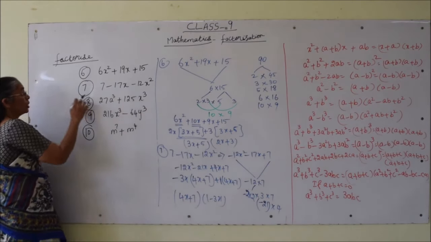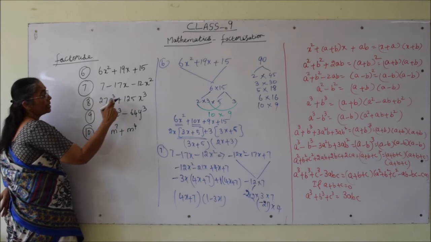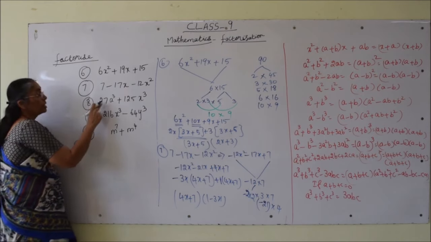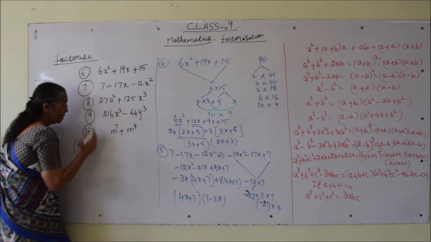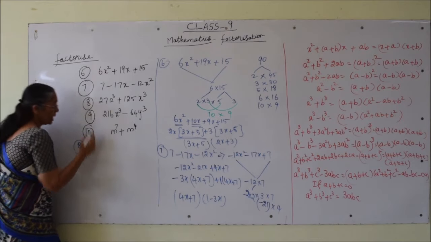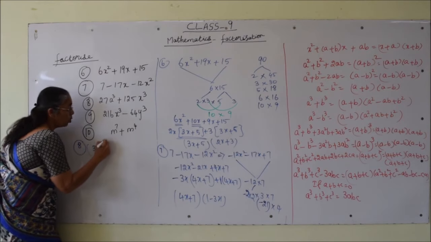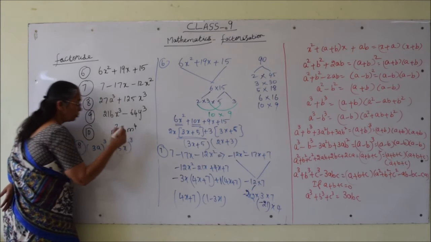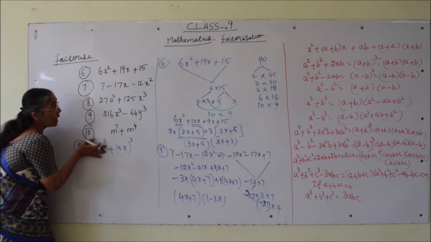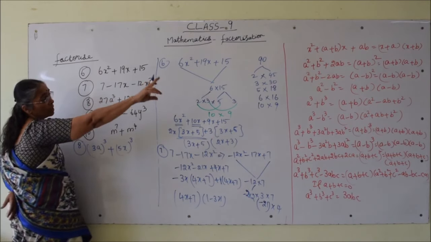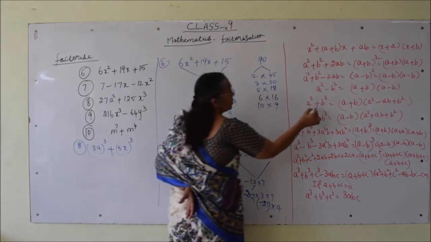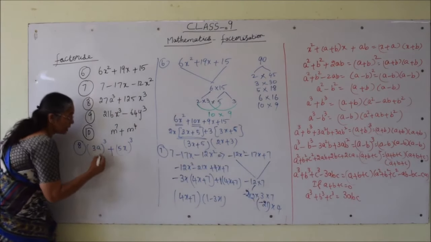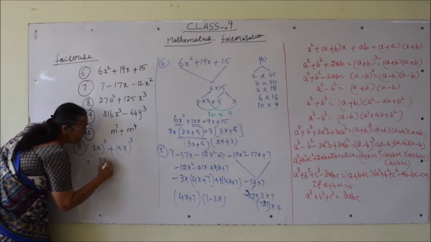Okay children. Now 8th problem onwards you see, it is a cube plus b cube formula. 8th problem, is 27 a perfect square? Yes, sorry, perfect cube. So I can write 27a cube as 3a whole cube. 125x cube is 5x whole cube. So now it is in the form of a cube plus b cube. Formula there, a cube plus b cube: a plus b of a square minus ab plus b square. Here a is 3a.